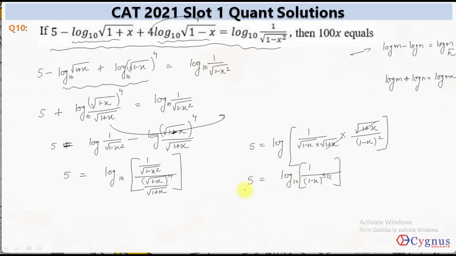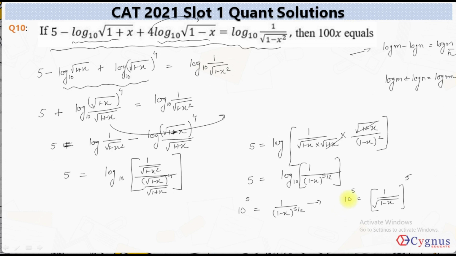Yes or no? When you convert this log into exponential form, this will become 10 to the power 5 is equal to 1 by 1 minus x raised to the power 5 by 2. And this step can also be written as 10 to the power 5 is equal to 1 by 1 minus x root raised to the power 5.